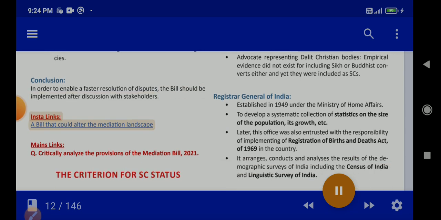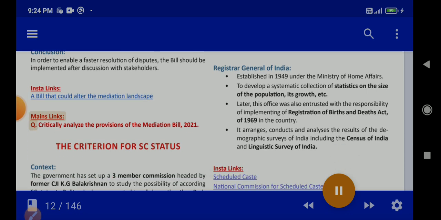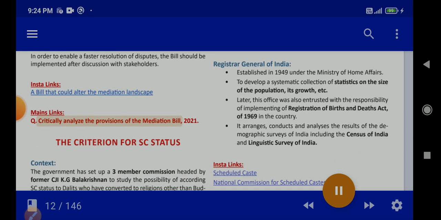Insta-links: a bill that could alter the mediation landscape. Mains links: Q. Critically analyze the provisions of the Mediation Bill 2021.